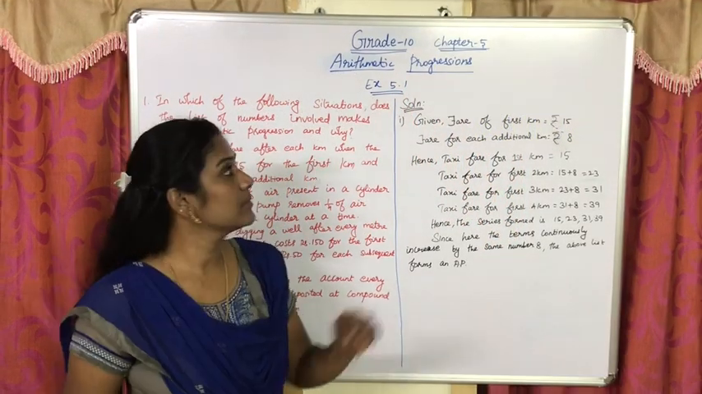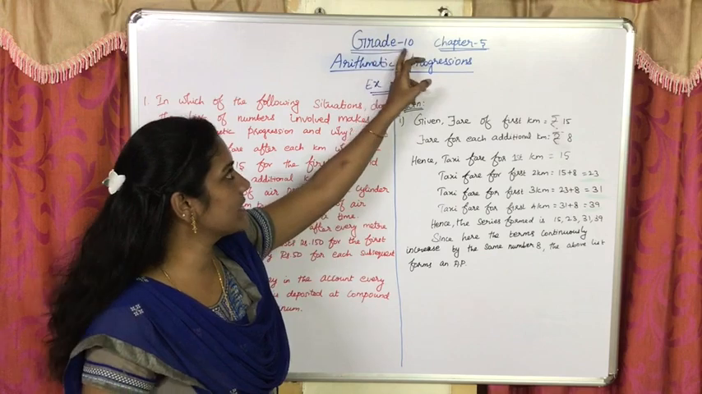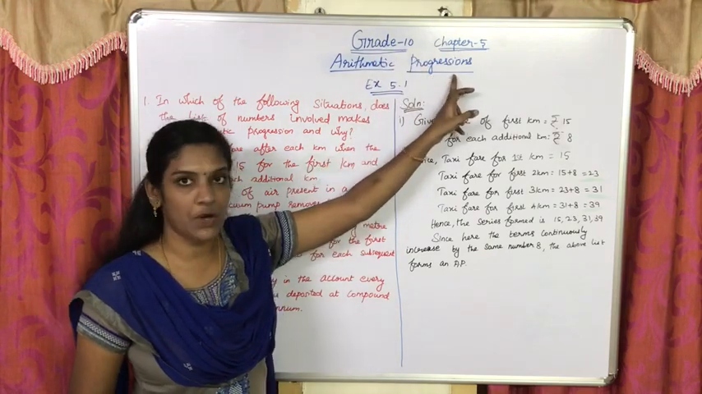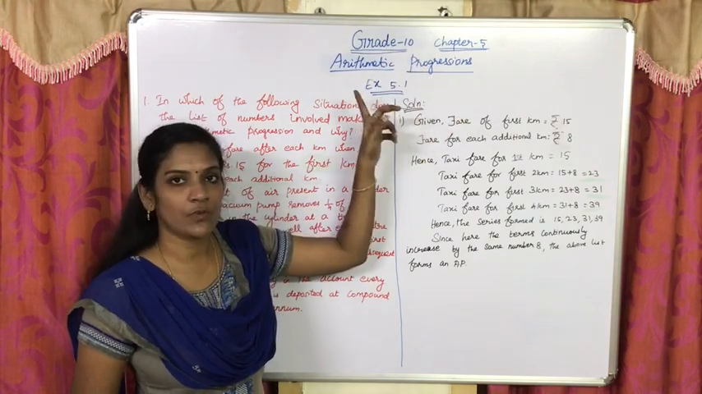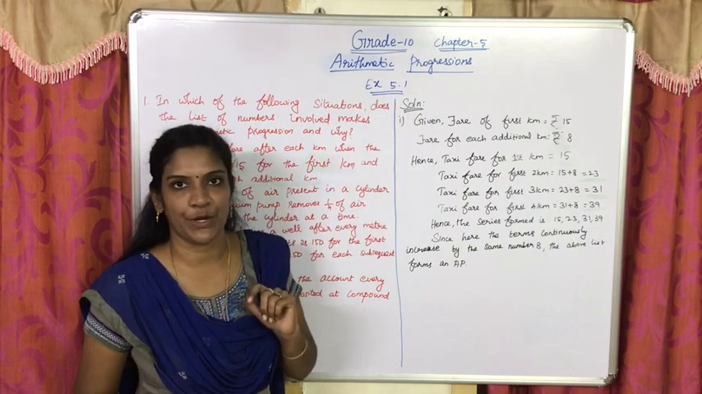Hi everyone. Today we are going to see grade 10 chapter 5, arithmetic progressions. In this we are going to see exercise 5.1.